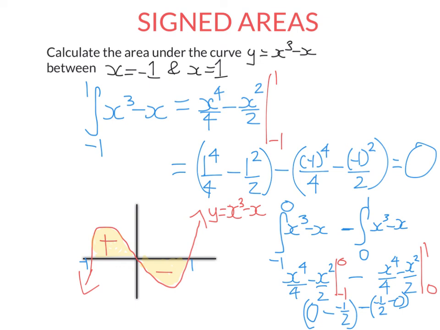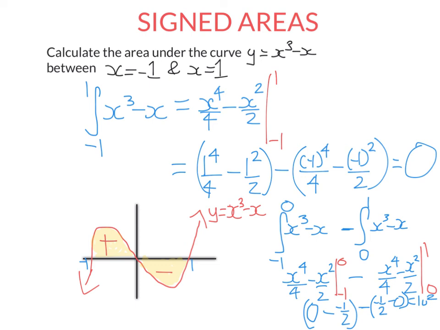Putting this into my calculator, you have to be very careful about all the minus signs. I get positive a half, positive a half. Of course a half plus a half is just 1. So the total area in yellow is 1 square unit. It's not 0 as I originally thought.